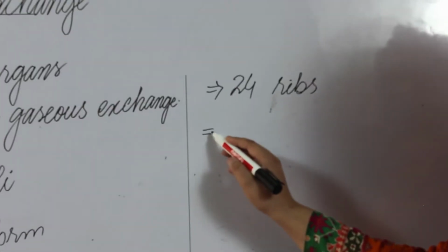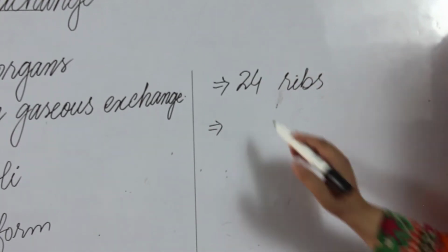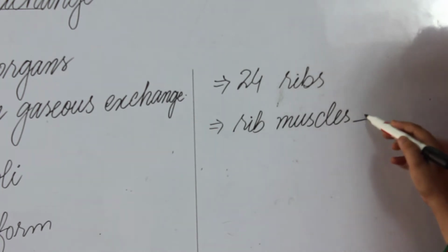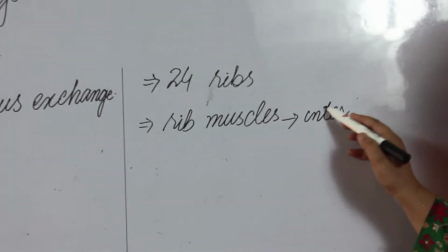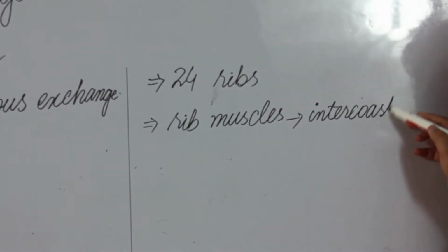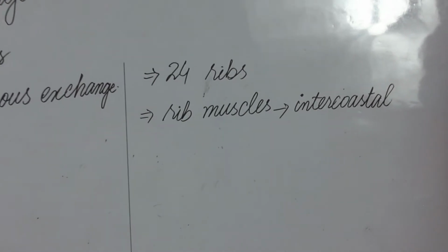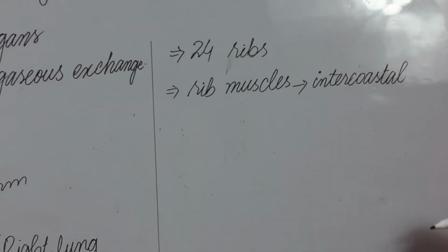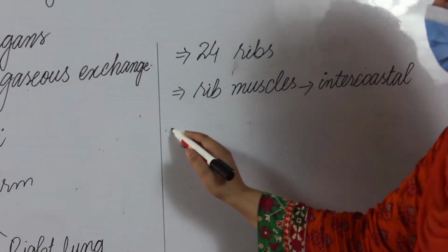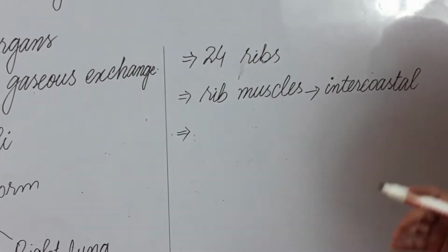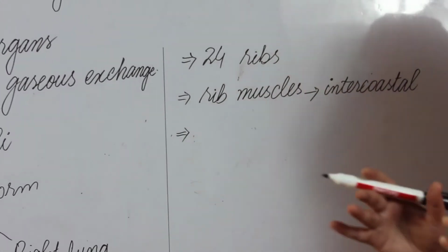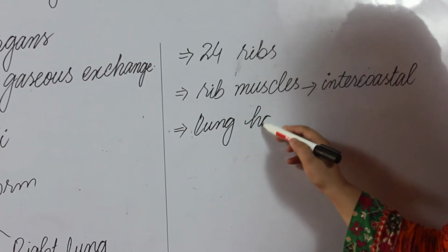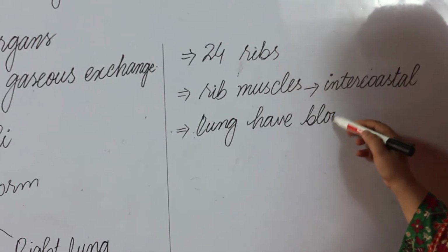Next, there are some muscles present on the ribs, and these muscles are called intercostal muscles. You learned in class 9th about intercostals, which means related to ribs. Next point: lungs also have blood vessels.